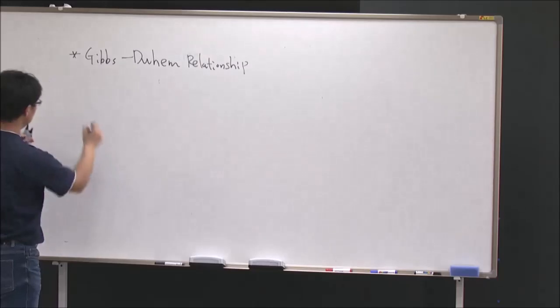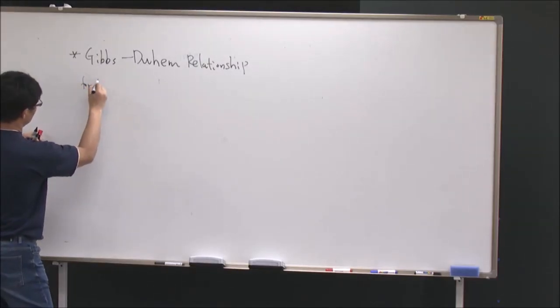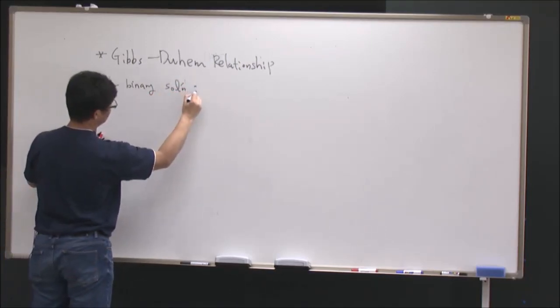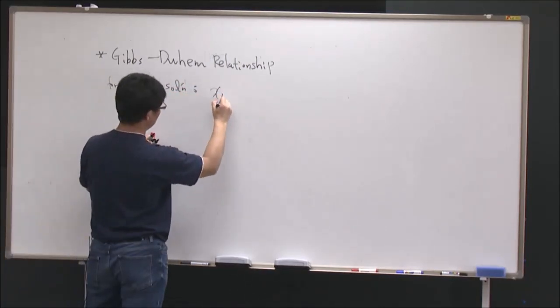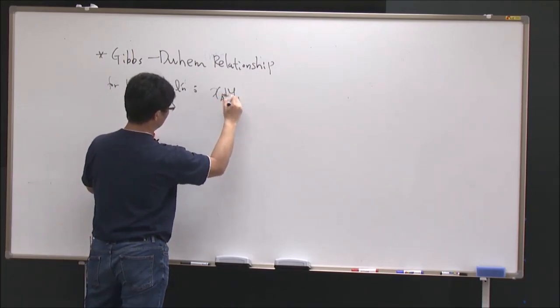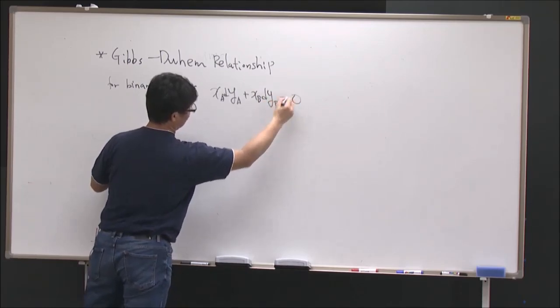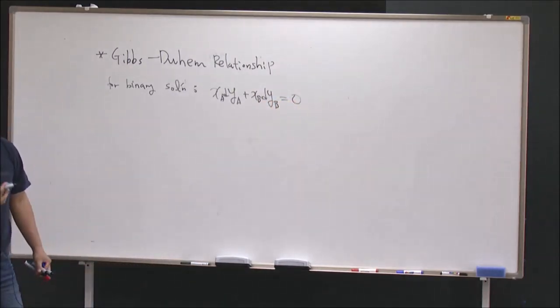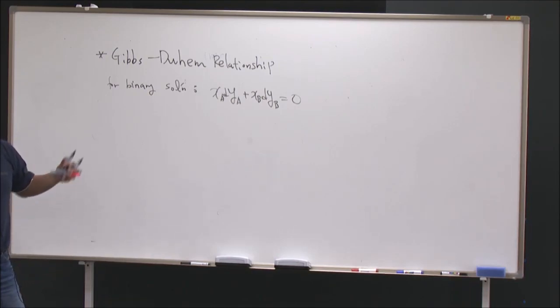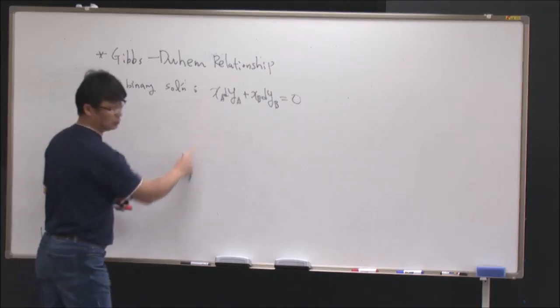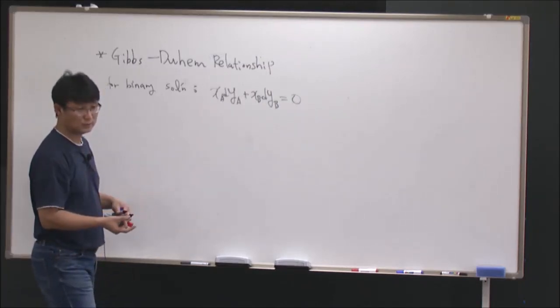So the Gibbs-Duhem relationship, I say, for example, for a binary solution, is xA dyA plus xB dyB equal to 0. yA, yB could be any kind of thermodynamic property like Gibbs energy, enthalpy, entropy, molar volume, whatever it is, okay? You good? And now I want to modify this one to get a new function.